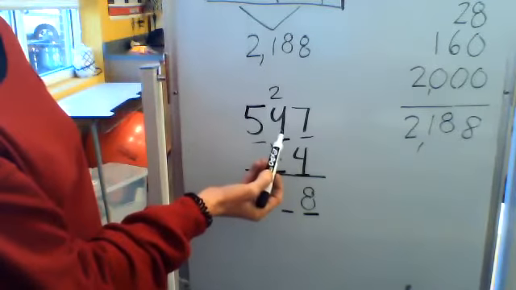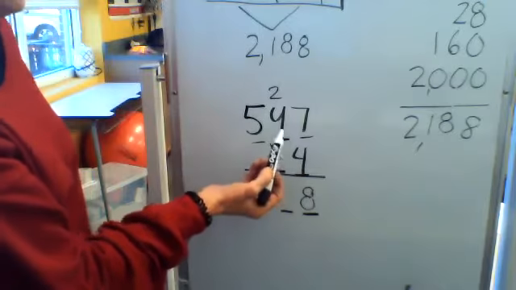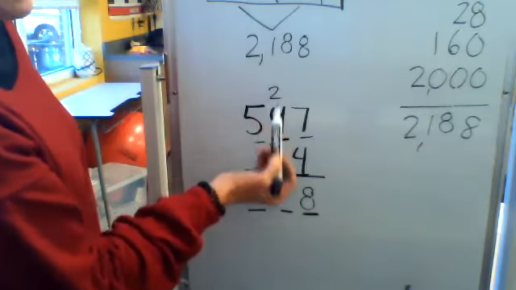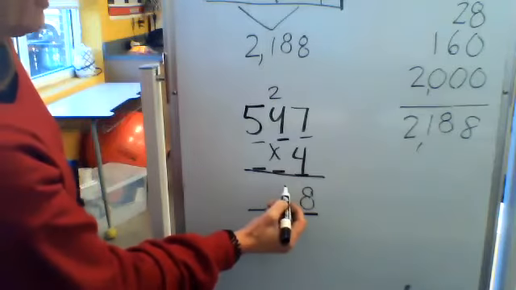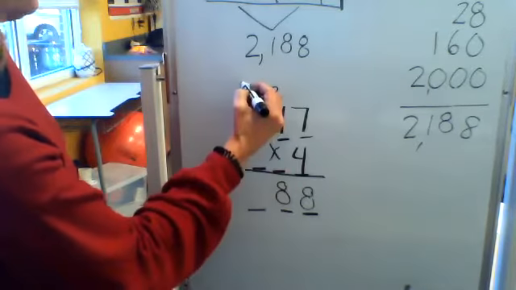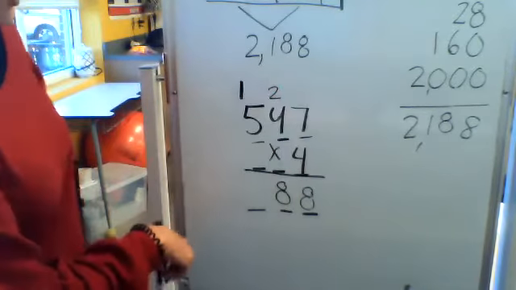4 groups of 4 tens, that's going to be 16 tens. Plus 2, that's 18 tens. 18 tens is 180. There's my 8 tens, and there's my one extra hundred there.